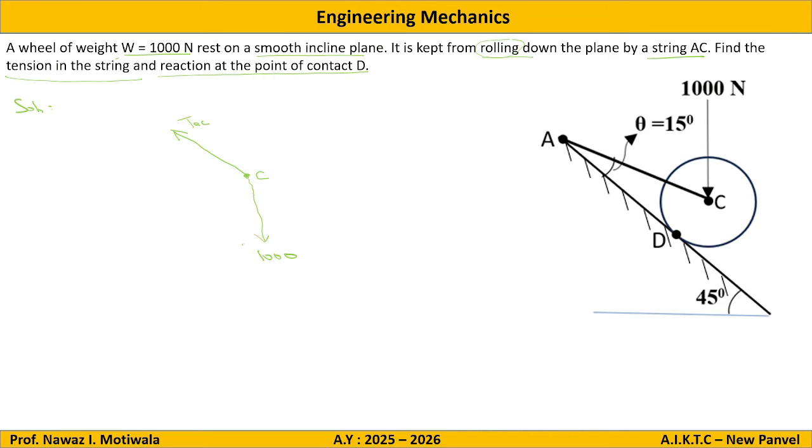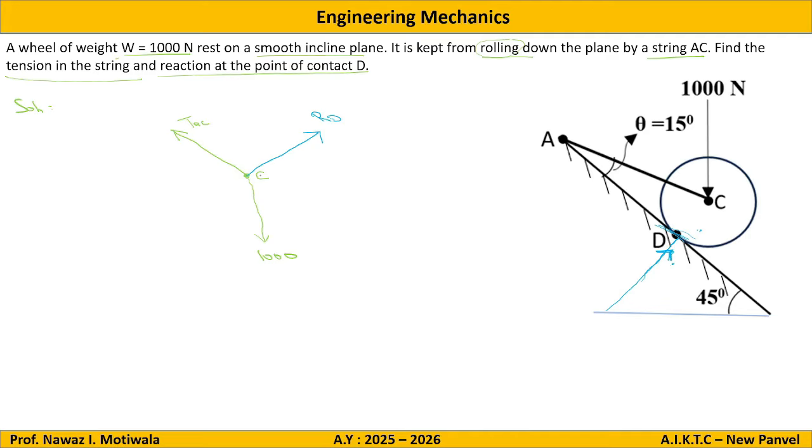Then reaction from contact surfaces. Now just observe here. As this is the surface, reactions are always perpendicular to surface. So this will be the reaction, and the direction will be from surface to the body. So this is RD, reaction at point D. If I convert this here, it will be like this. Reaction at point D. So this completes the free body diagram.